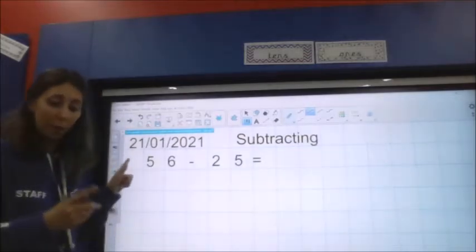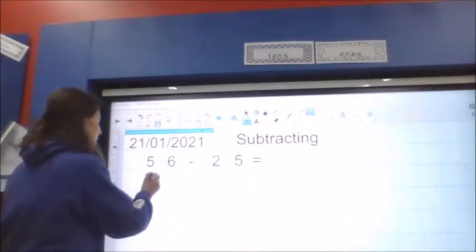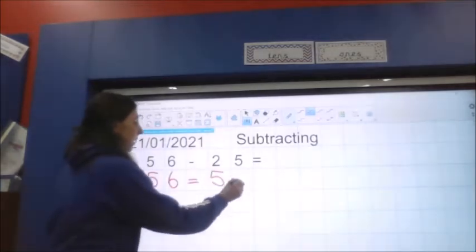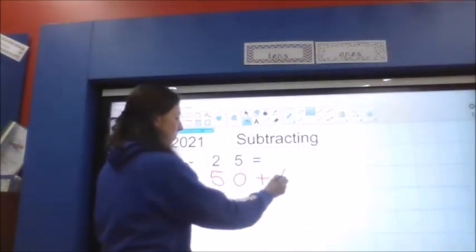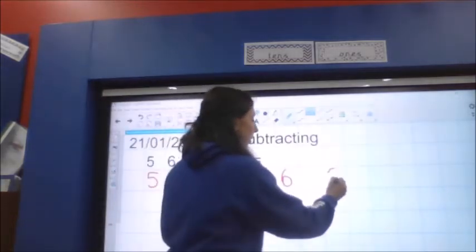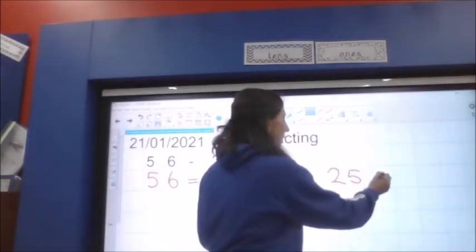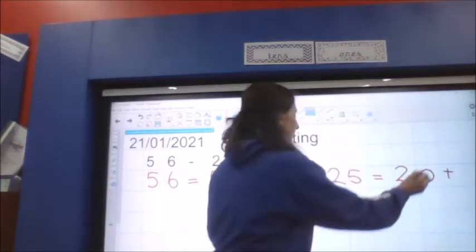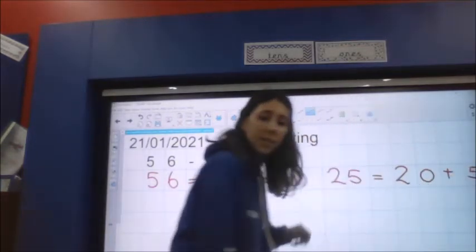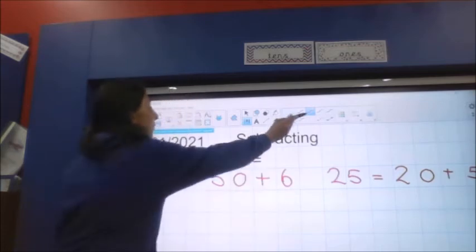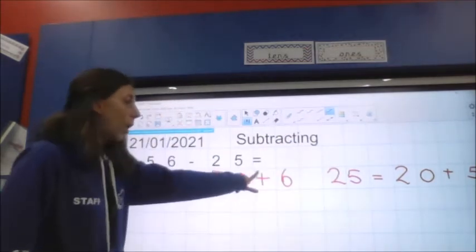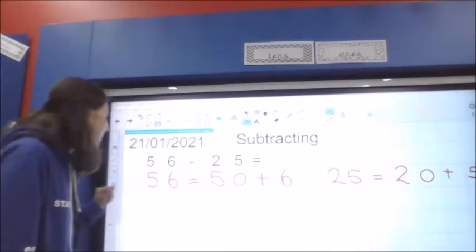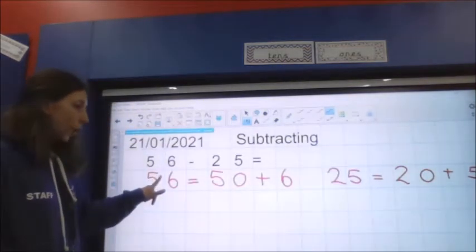So first job, if you're doing it like in the book, is to partition it. So 56 equals 50 add 6. And then we need to partition the second number. 25 equals 20 add 5. I thought I'd done my add sign wrong. I got all of a muddle then. Okay. But I've got my add sign in the middle, even though I'm subtracting, because that's what I'm partitioning, isn't it, Year 2?